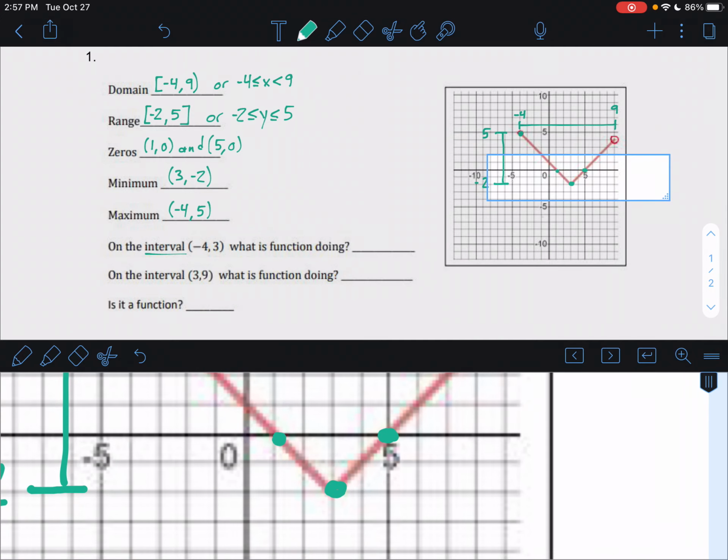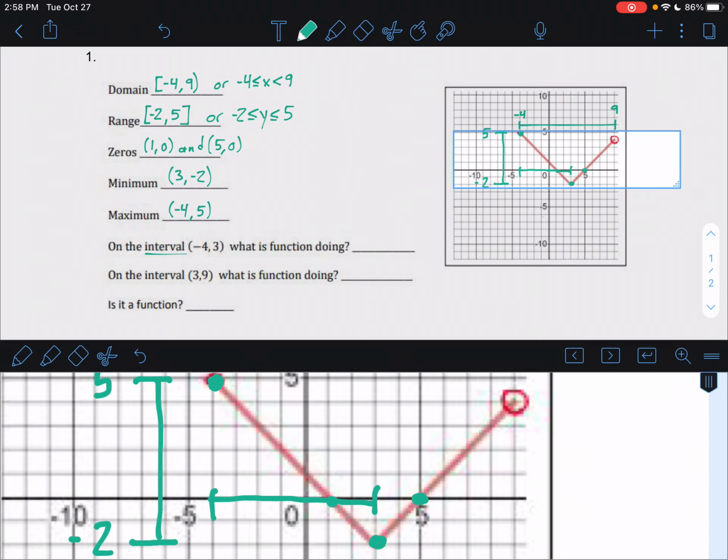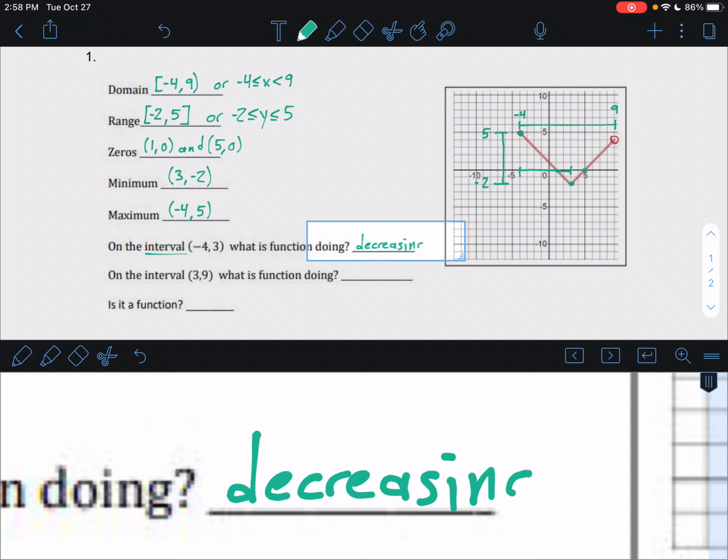So as we're going from -4 up to 3, if I look at what the function is doing, well, it's going down, and then it looks like at 3 it starts going up again. But going down, we would say it's decreasing. Tomorrow's quiz question might ask you over what interval is it decreasing instead of the other way around, but I'm not sure yet.